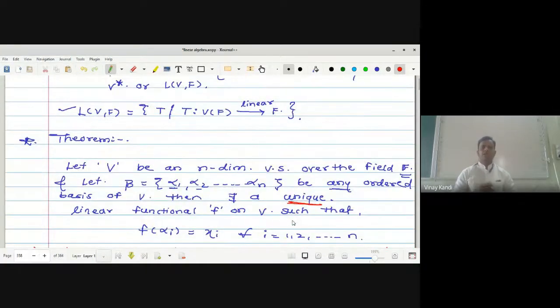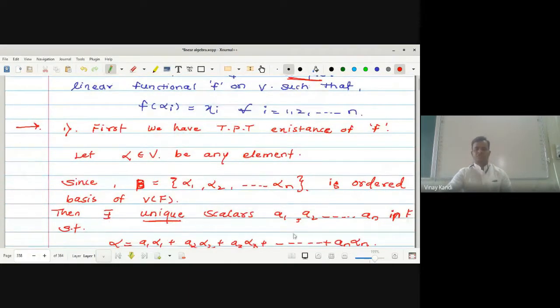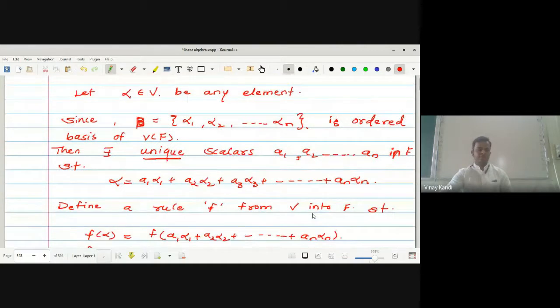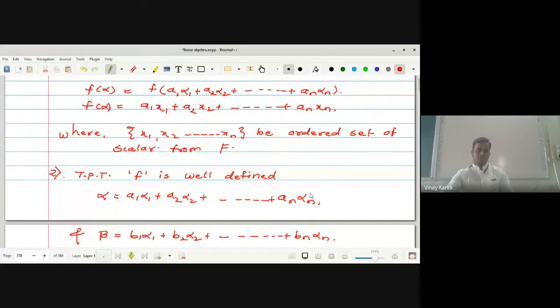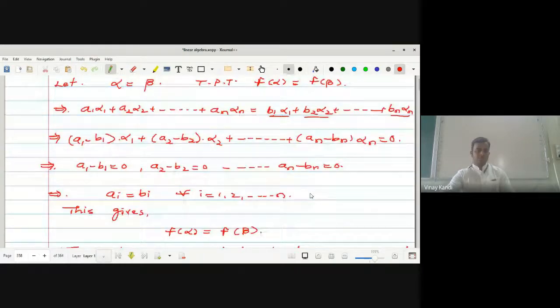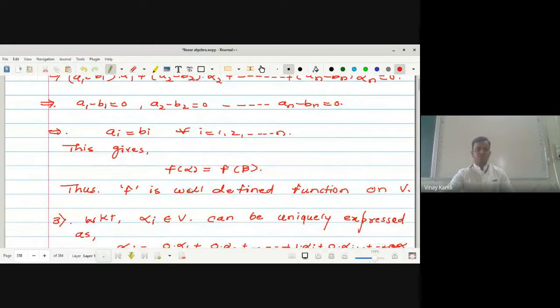What we proved: let V be the n-dimensional vector space over the field F and beta is the basis of V, then there exists a unique linear functional f on V such that f of alpha i is equal to xi for all i running from 1 to n. First we have to prove the existence of f. For this we define a function f like this: f of alpha is equal to a1 x1 + a2 x2 + up to an xn. Then we have to prove that this rule is well defined. So here we prove that f of alpha is equal to f of beta, hence this rule is a well defined function on V.